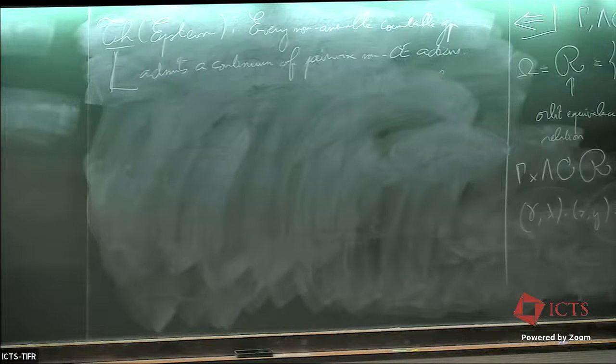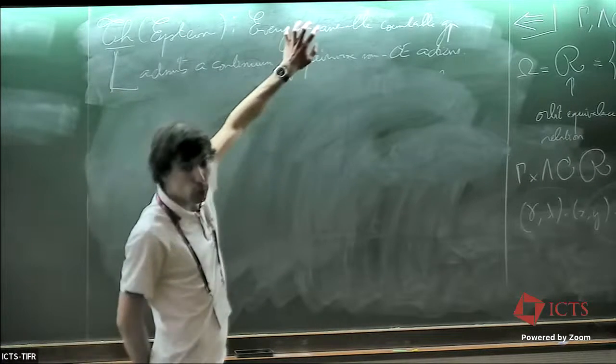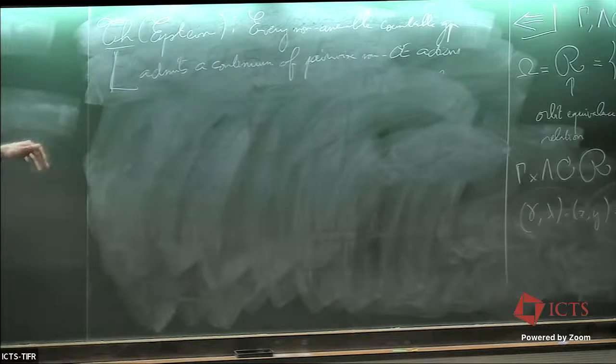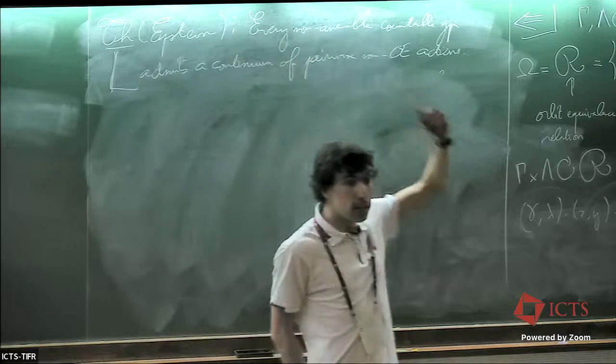So there is really a strong contrast between the two cases. In the amenable case, all actions are orbit equivalent. In the non-amenable case, for every group, you can find a continuum of pairwise non-orbit equivalent actions. So first, Gaboriau and Popa proved it for the case of the free group. Then Ioana proved that it's true for every group that contains F2.